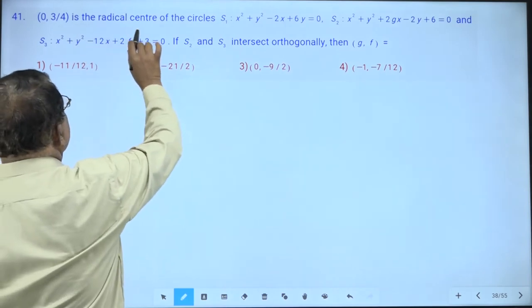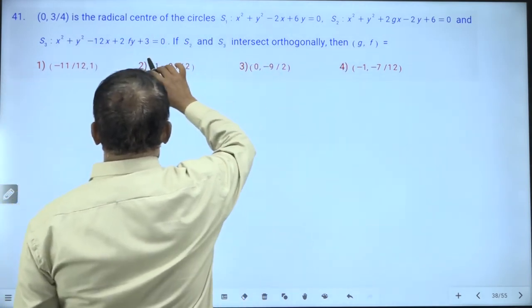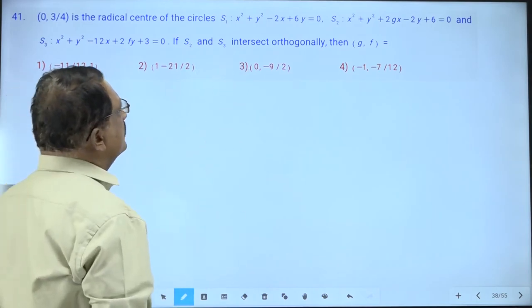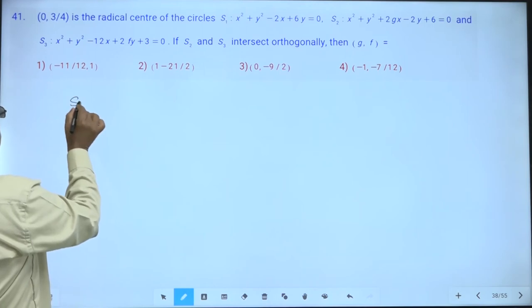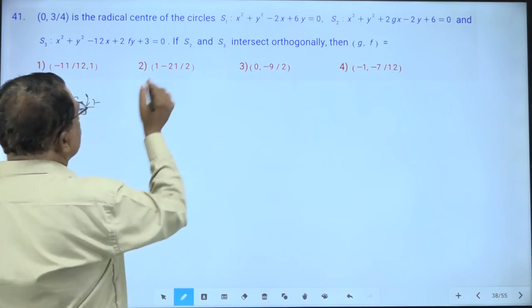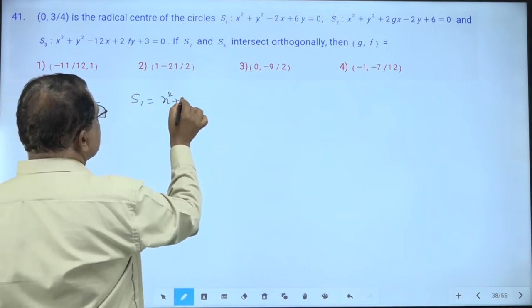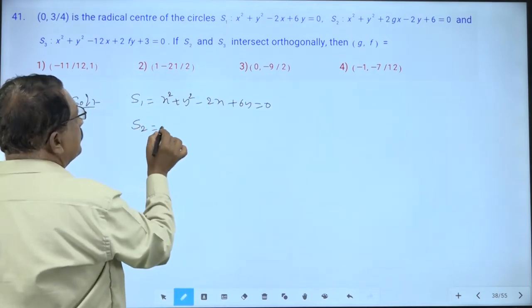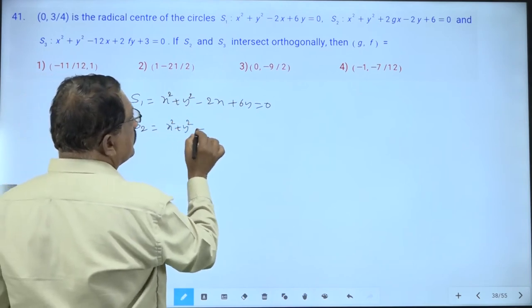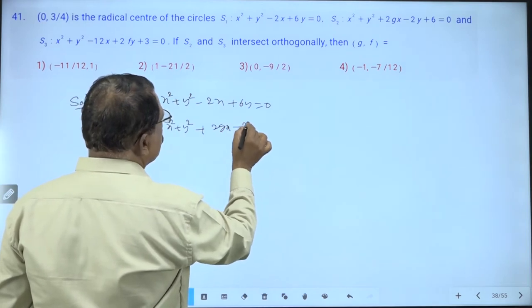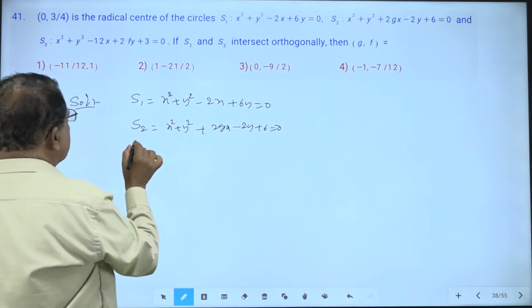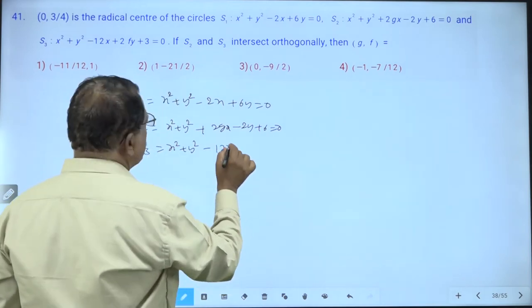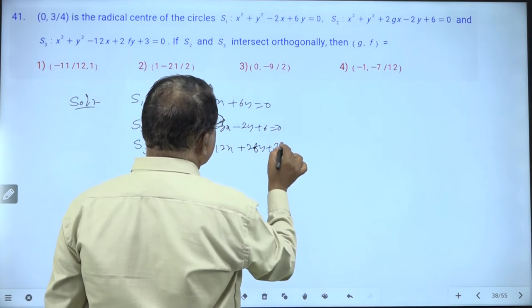Next, if (0, 3/4) is the radical center of the three circles, and if S2 and S3 intersect orthogonally, then find g, f. Now, solution. Three circles. First circle, S1 equals x square plus y square minus 2x plus 6y equals 0. Second circle, S2 equals x square plus y square plus 2gx minus 2y plus 6 equals 0. Third circle S3 equals x square plus y square minus 12x plus 2fy plus 3 equals 0.